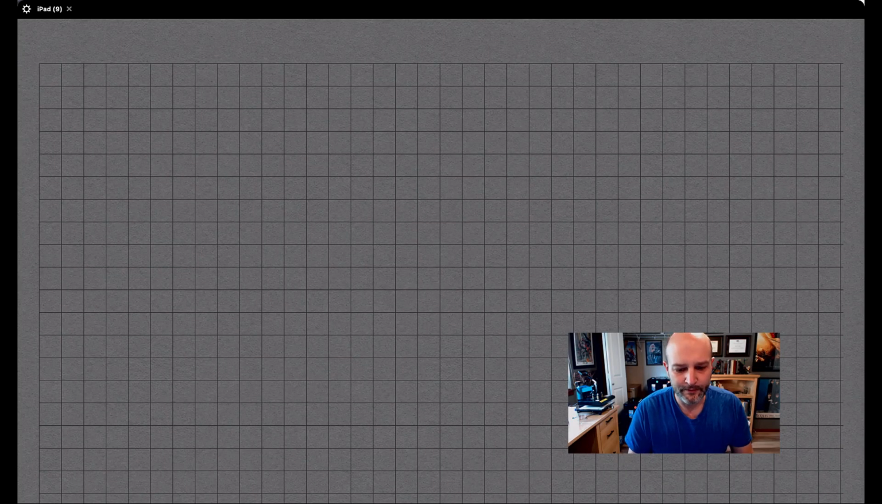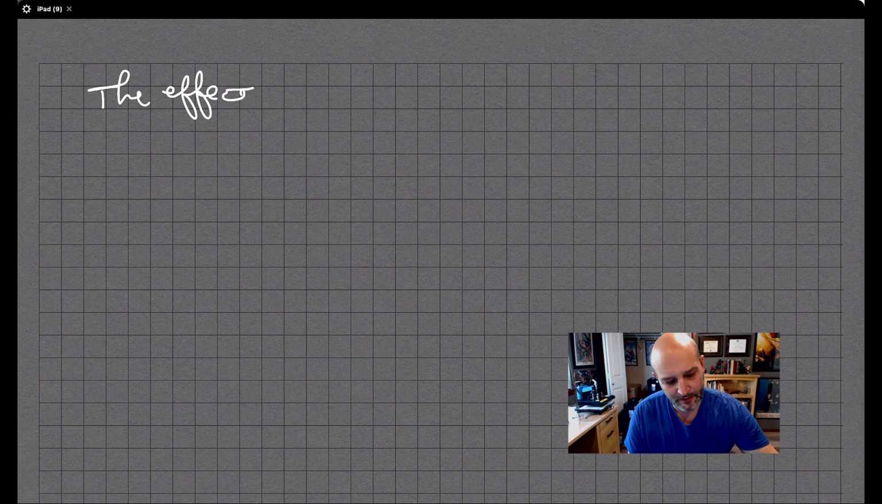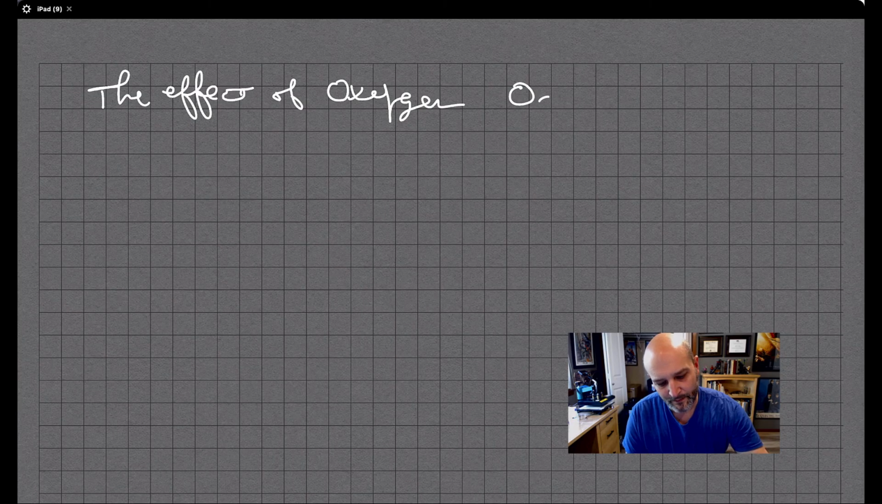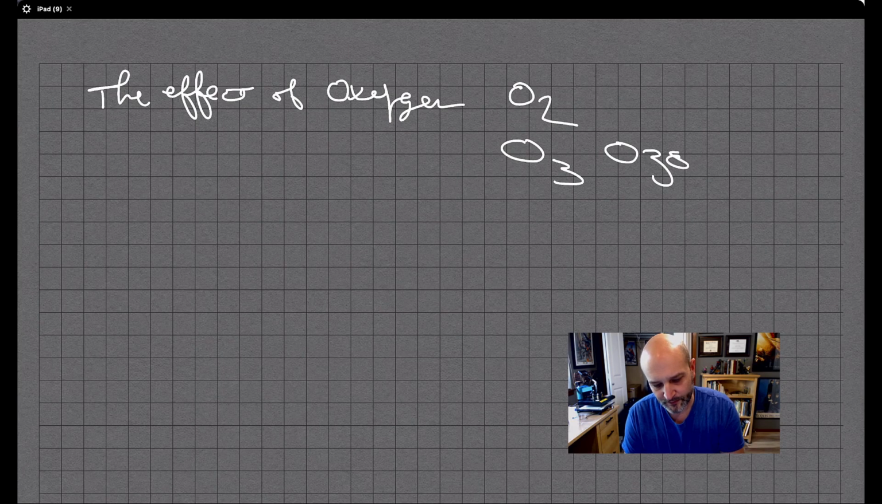Hello everyone. This week we're going to talk about the effect of oxygen on comic books. And when we say oxygen, we mean molecular oxygen, O2, not O and not O3, which is ozone. So that's what we mean.